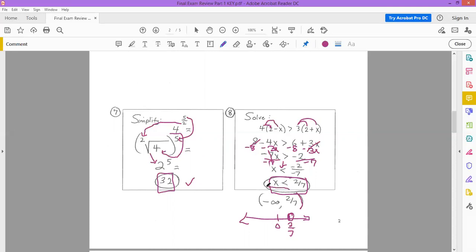And do you see which direction our arrow is pointing? So numbers that are less than x, we're going to shade in everything on the number line to the left of 2/7, including the arrow. In this direction, we know is negative infinity. So using interval notation, you see we have our left parentheses, we have negative infinity, comma, 2/7, and then we close with parentheses as well.